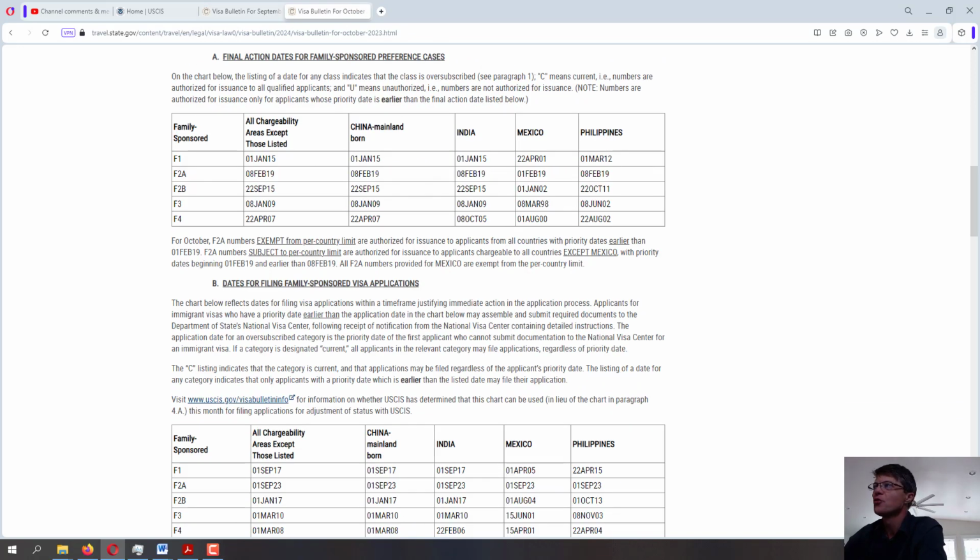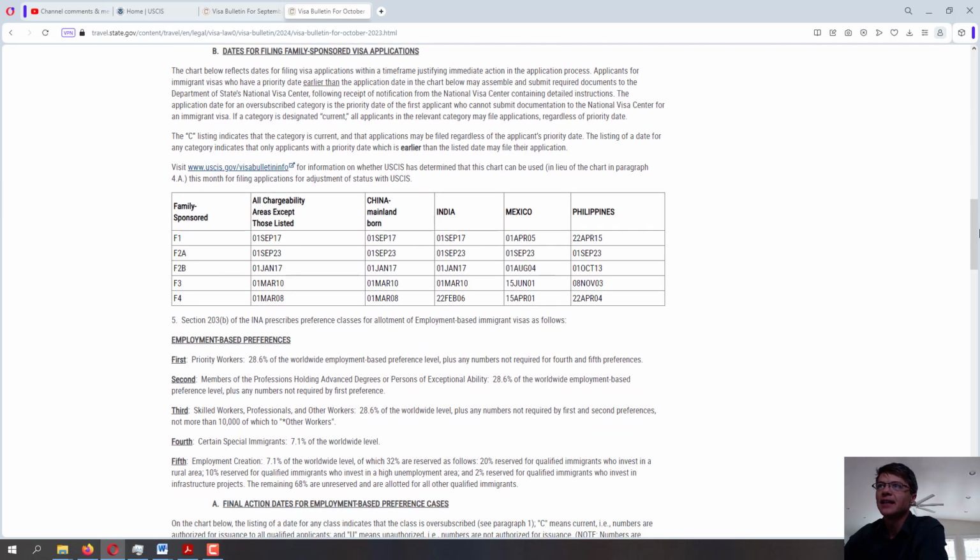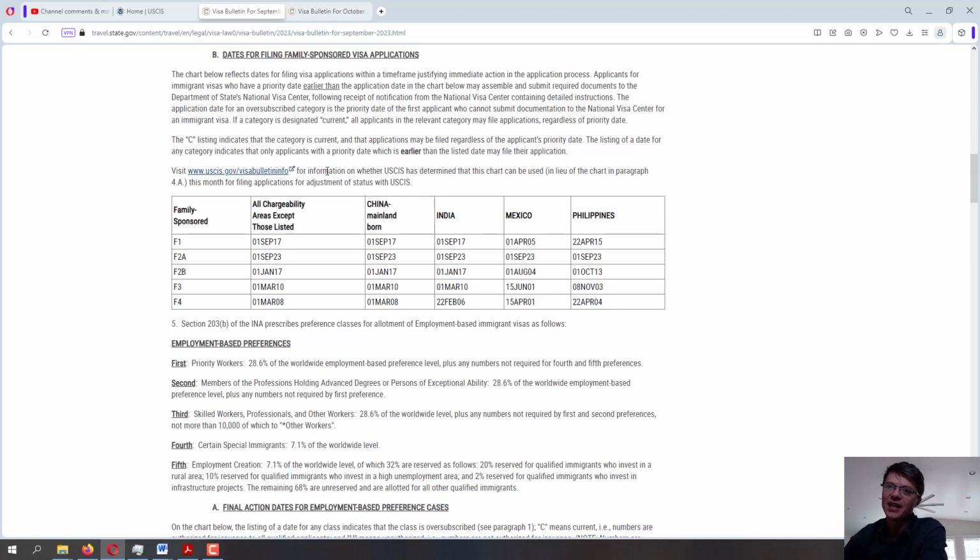If you are documentarily qualified, if you're not documentarily qualified and you're waiting for your NVC portal to open up so that you can start your documentary qualification process and you want to know when it's going to be open, you're going to be looking at the graph B, which again is very, very important. So this is September 2023, same thing, chargeability areas, same thing, family preference categories, and the priority date.